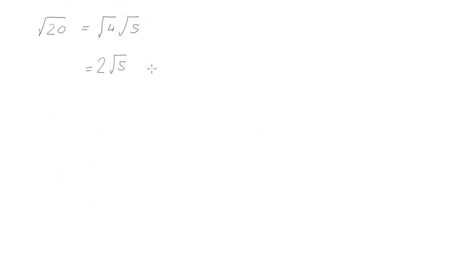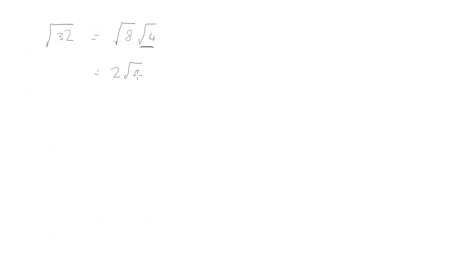So what about a more complicated example? Say we have root 32. Well, in order to simplify that, we could first split it into root 8 and root 4, because 8 times 4 is 32. Now we know that 4 can be square rooted to 2, so we have 2 root 8. Now what? Well, we've simplified it, but we haven't simplified it all the way. So, let's take this root 8 part.